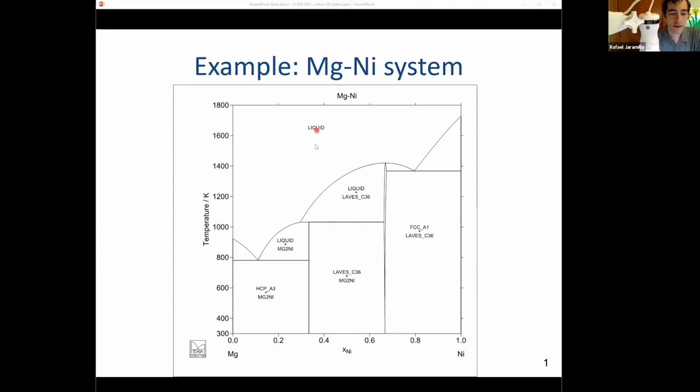And then how many other phases? We have magnesium, which is HCP. We have nickel, which is FCC. And then we've got two other phases, which appear as line compounds. We've got this magnesium 2 nickel phase, which is a line compound. And this magnesium nickel 2 phase, which is also known as a Laves compound. Laves is a structure type.